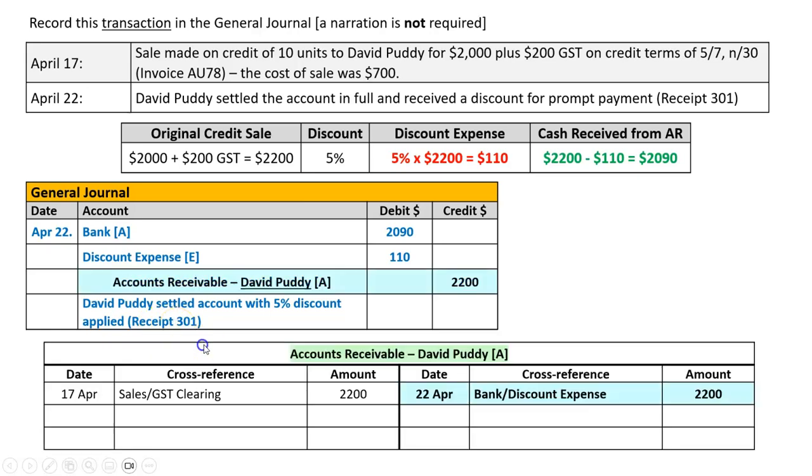Let's put that in his ledger. So he did owe us $2,200 here, and we just whack it there now. And we say on the 22nd of April, bank / discount expense, decrease the account by 2,200, and just to show the person reading it that this ledger now balances to zero, we put the total on both sides. Don't forget to do that.